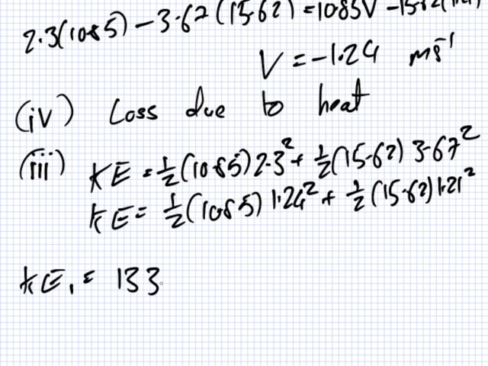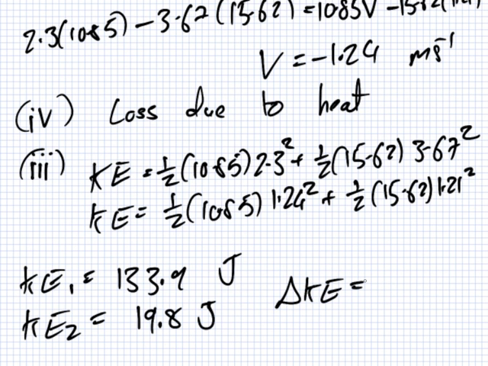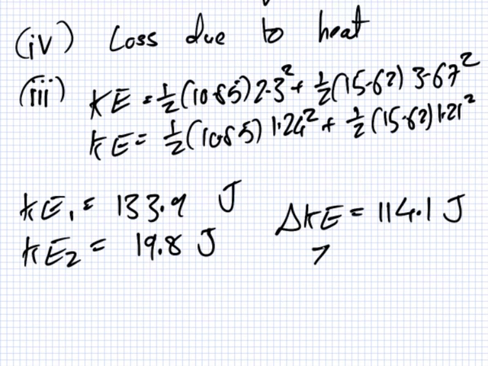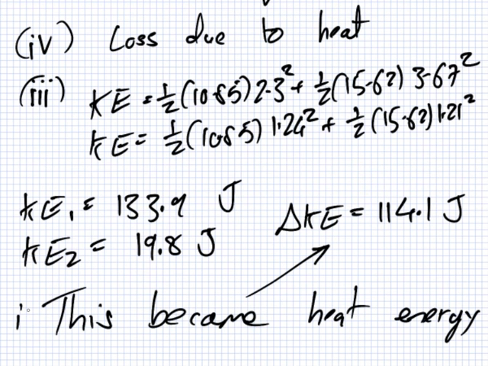So before the collision, there's 133.9 joules of energy, and then after the collision, there will be less because some heat was produced during the collision. So there's a lot less after the collision. There's only a mere 19.8 joules. So the loss in kinetic energy is like 15%. It's a huge amount. So this became heat energy. It's what I was saying in part 4. This loss in kinetic energy wasn't a loss in energy, it was a loss in kinetic energy. It just became heat energy.